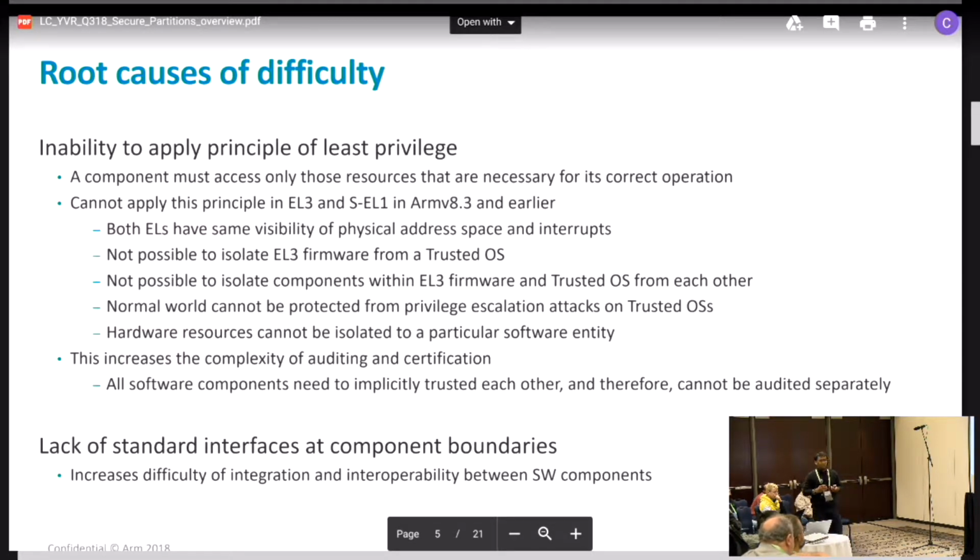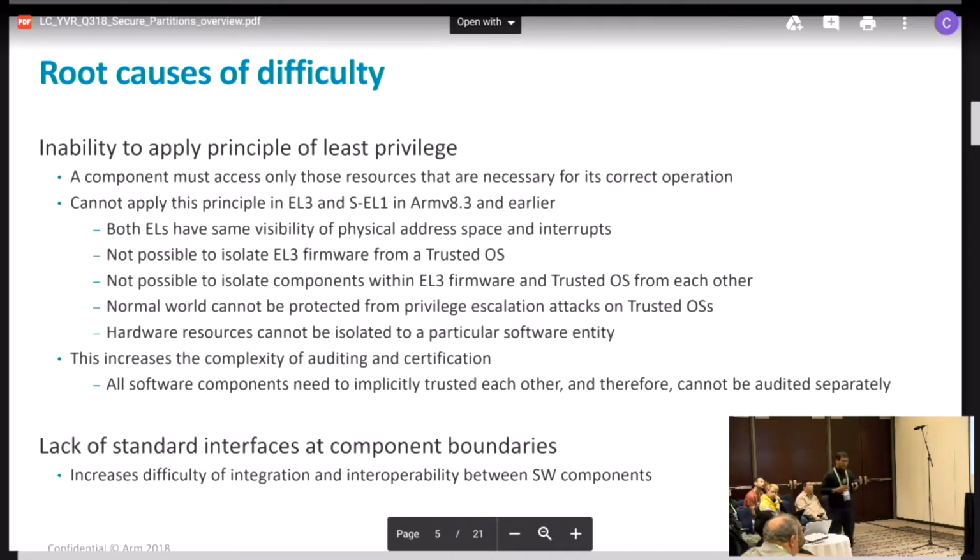So essentially, all these components have to play nicely with each other rather than making assumptions about the isolation properties. So it's not possible to isolate EL3 firmware from the trusted OS. It's not possible to isolate components within EL3 firmware from each other. It's not possible to isolate two trusted OSs from each other.